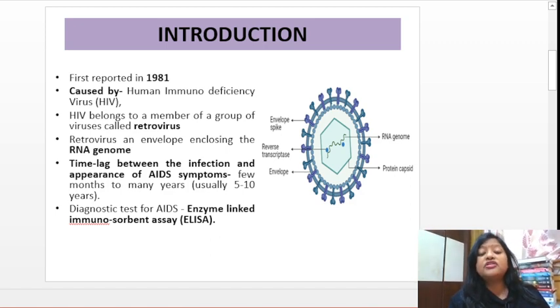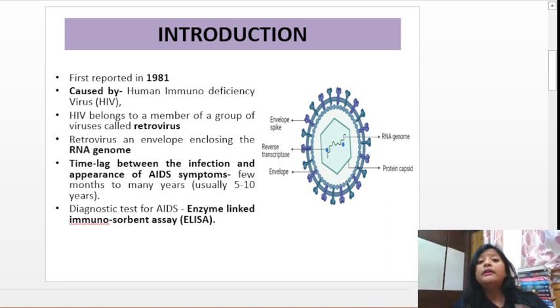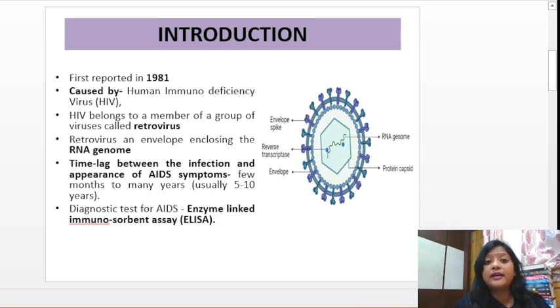Remember this. HIV basically belongs to a group of virus known as retrovirus. Retrovirus is a type of virus which contains RNA as its genome. It doesn't contain DNA, it contains RNA. I've taken a class about DNA and RNA, you can see that class of mine, where I've spoken about retrovirus. Basically viruses which contain RNA are known as retrovirus.